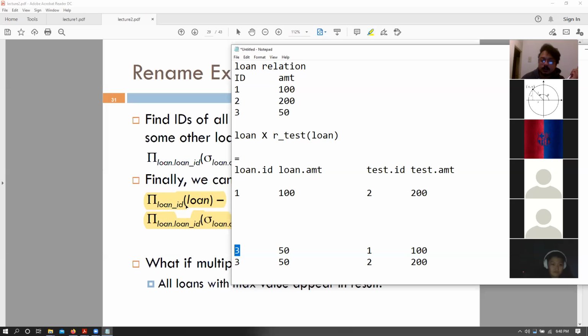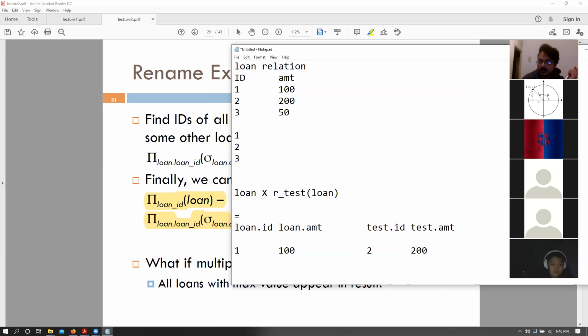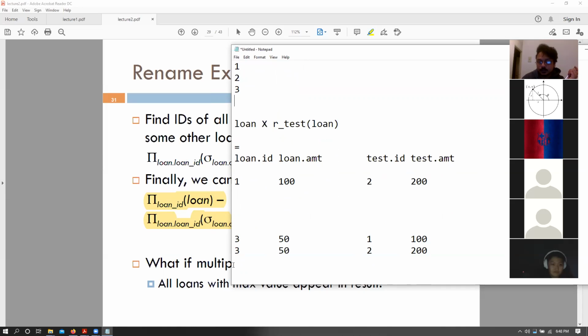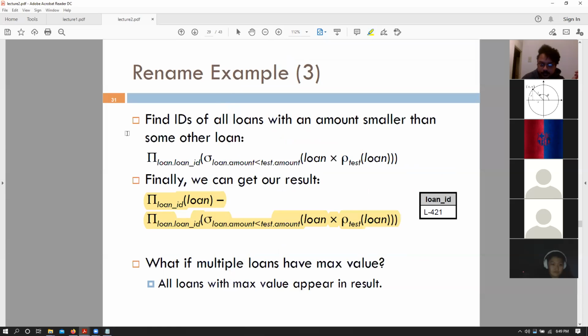And if we project out loan ID directly from the loan relation, that projection would be 1, 2, and 3, right? So basically we are saying 1, 2, 3 minus 1, 3. Lo and behold, we get 2, which also happens to be the maximum amount for our loan. And we get the loan ID which has the maximum amount, right? So this is what it does.